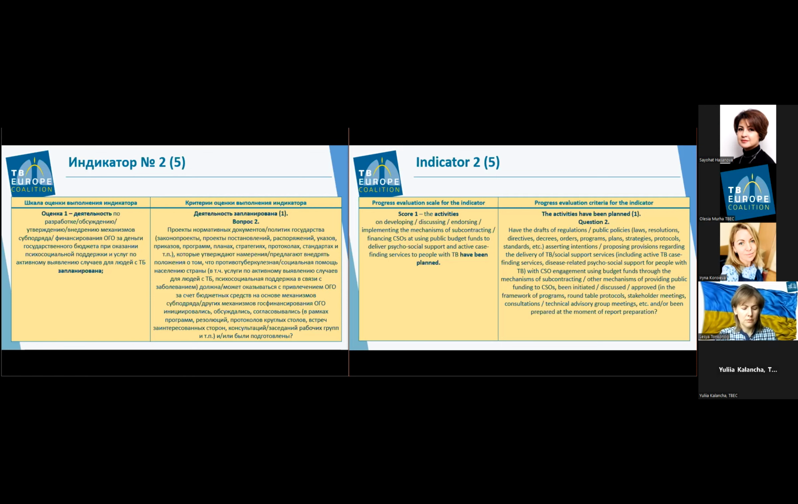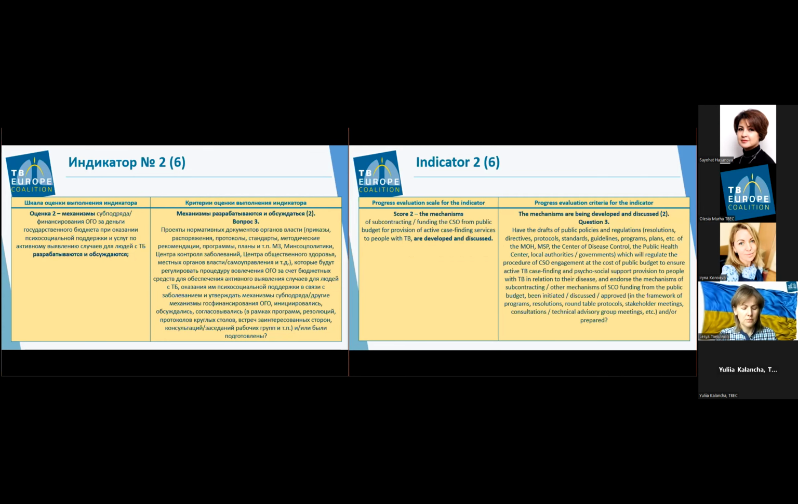And next score, next slide, please. Next score is 2. It shows that the mechanisms for subcontracting are being developed and discussed, and respectively, we understand that the draft regulatory documents already are being developed, and they describe the processes of their approval, of their discussion, and so on.